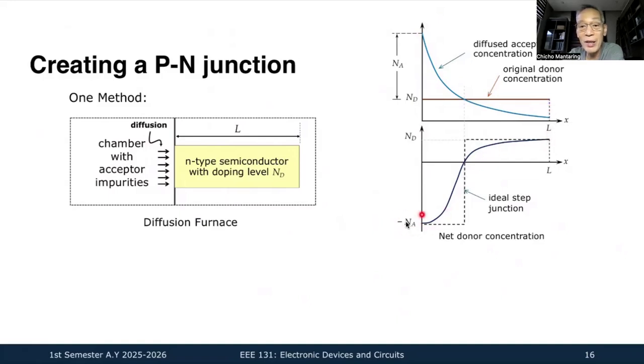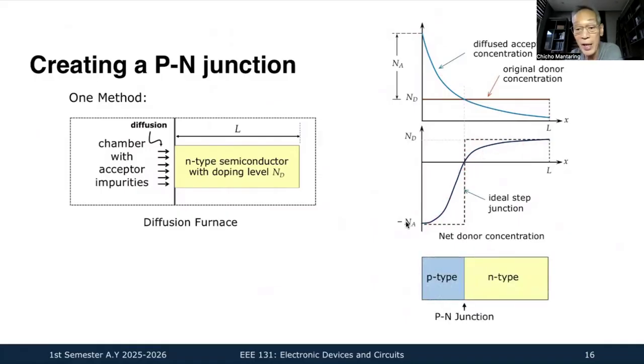So remember, this Na is your net acceptor concentration. It is not your absolute acceptor concentration. That's very important. It is your net acceptor concentration, not your absolute acceptor concentration. Ideally, this is what your net donor concentration should look like. It should be Na to the left of the junction and Nd to the right of the junction. So this is the ideal. This is the actual. But so this is now your PN junction.